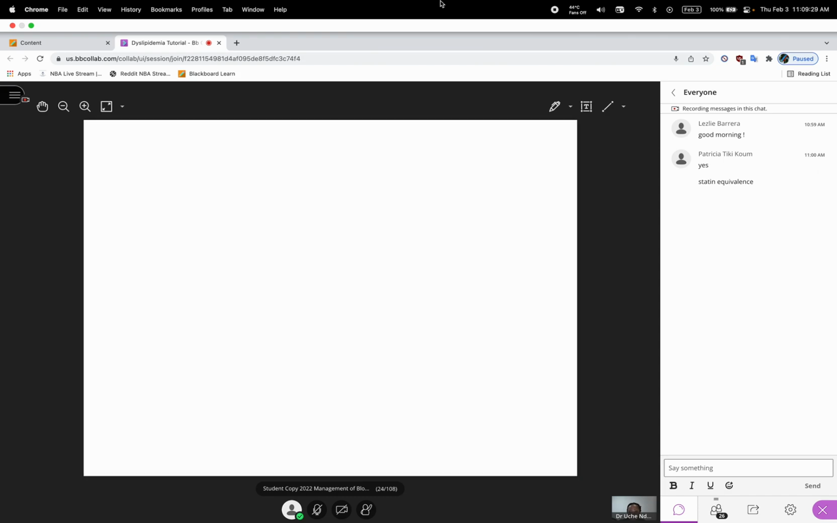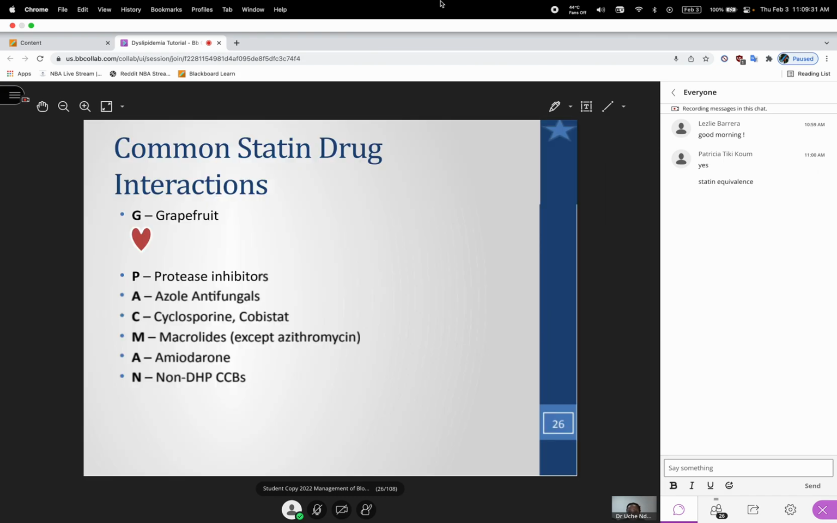Statins do increase the risk for diabetes, but we still give them to patients with ASCVD risk. G-Pacman is a way to remember the statin drug interactions, right? It's just an abbreviation, G heart Pacman. So the heart is there to remind you that it's ASCVD risk.